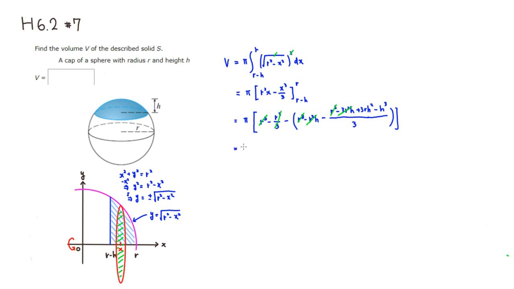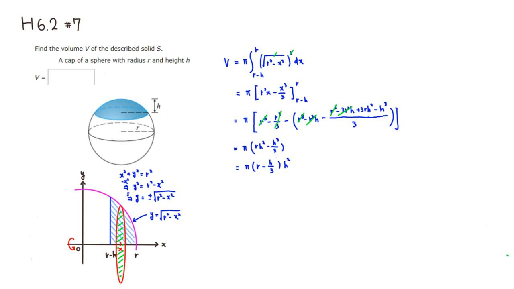So you have pi here. We have 3 and it cancels out. So you're going to have rh squared, then minus h cubed over 3. If you want, we can pull h squared out. So you're going to have pi, then h squared pulled out, so you have r minus h over 3.